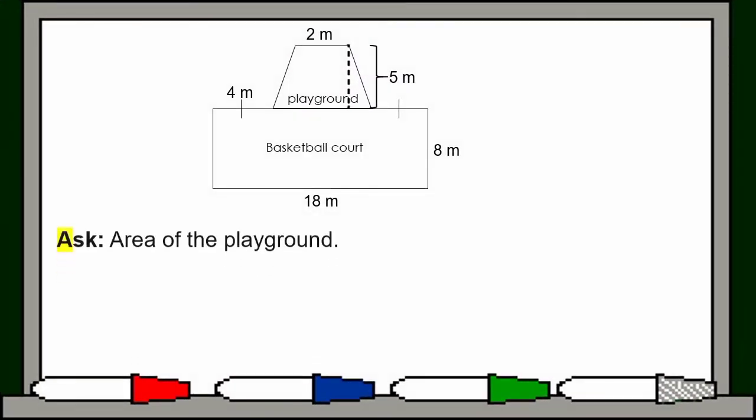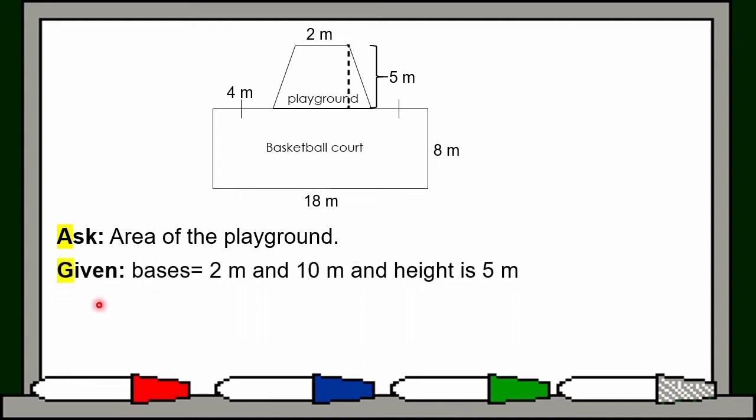Let us solve for the first question. What is asked? So the answer is area of the playground. And for letter G, what are the given? So we have here our bases, which the first one is 2 meters and 10 meters. So how did we get 10 meters? Okay? So as you can see, the length of our rectangle is 18 meters. Of course, its opposite side is also 18 meters. This is only the base of our playground.